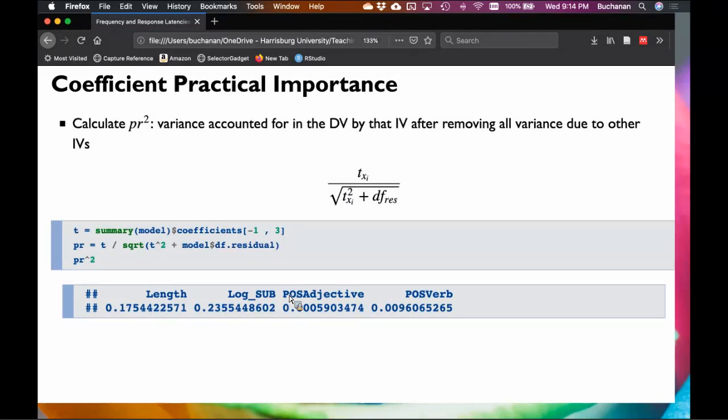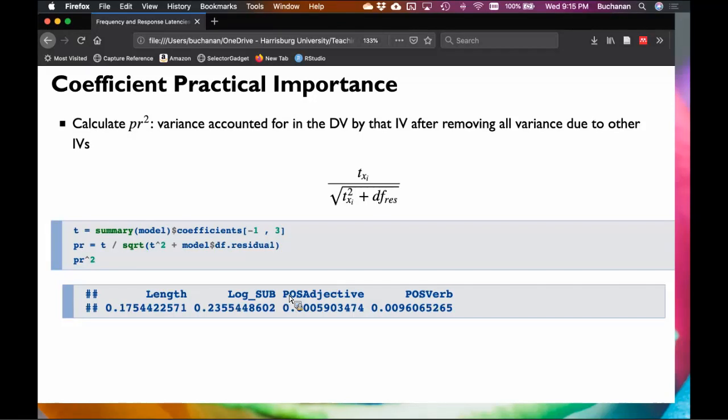Now, calculating PR squared, there are a couple of ways to do this, and the quick and dirty way is to use this formula: t for the variable divided by the square root of t squared plus degrees of freedom residual. It's not perfect. There are some other packages that will calculate this for you, but this is honestly one of the easiest ways. And it gives me a good estimate of PR squared. Okay, so what is PR squared?